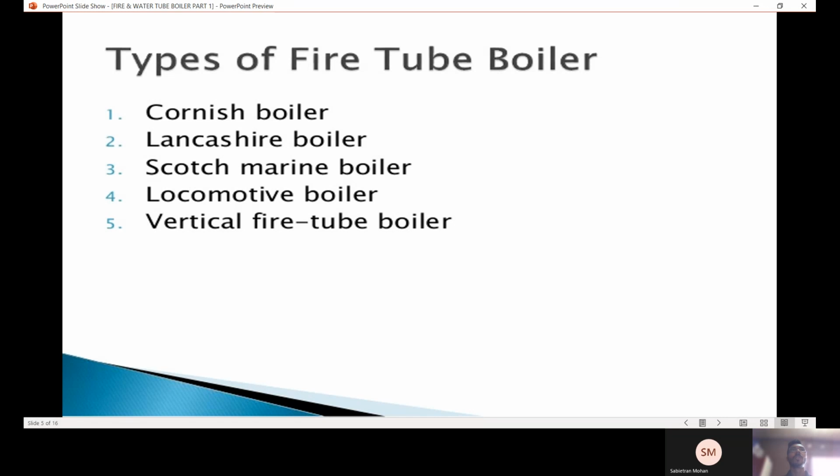Types of fire tube boiler. First, Cornish boiler. Second, Lancashire boiler. Third, Scotch marine boiler. Fourth, locomotive boiler. Fifth, vertical fire tube boiler.